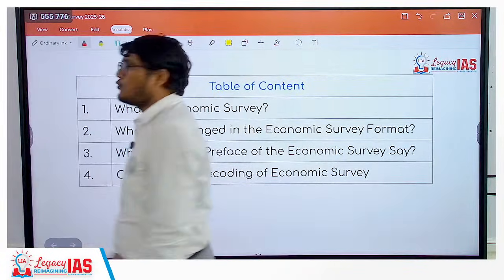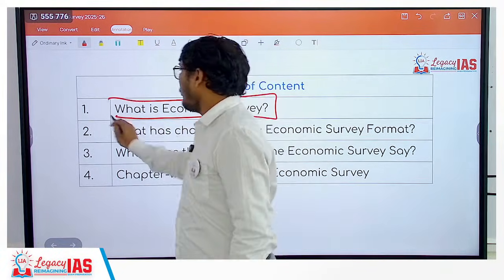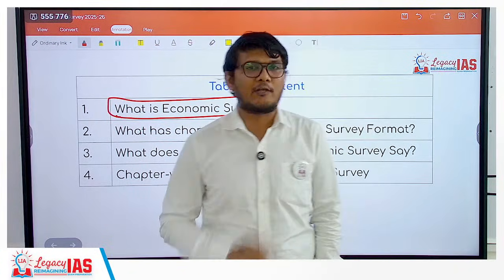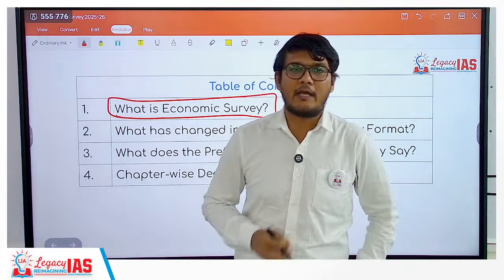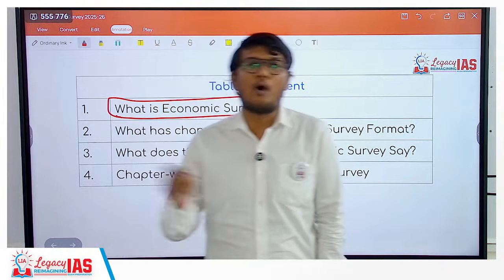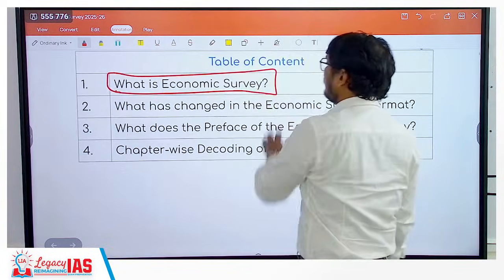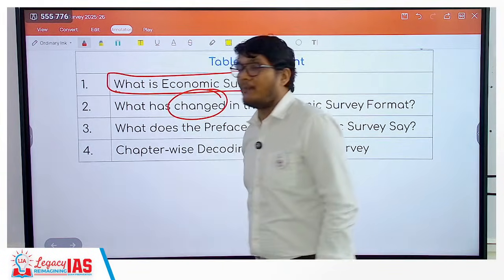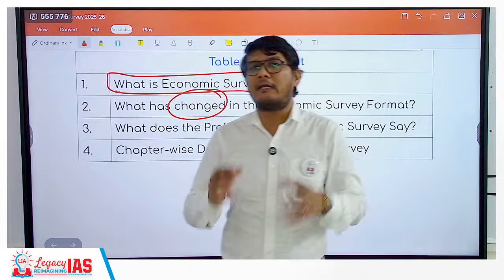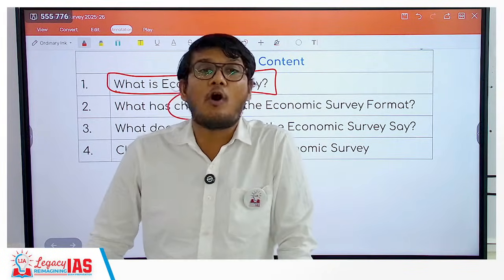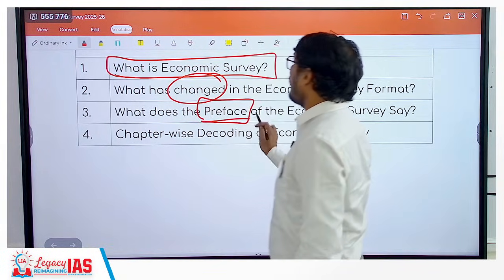Let us see what is in store for us in this session. So the very first thing is we will see what is the economic survey. Actually, we will see certain static facts with respect to the economic survey as to who brings it out, who publishes it, who are the people who are involved in that, so on and so forth. Then we will also see the changes that has been made in this year's economic survey. So there is a slight change in the format which I will tell you, because prelims related questions can come on that as well. Next, we will look at the preface of the economic survey.